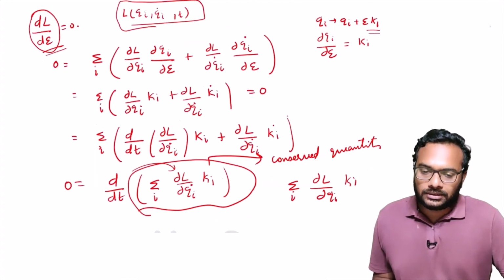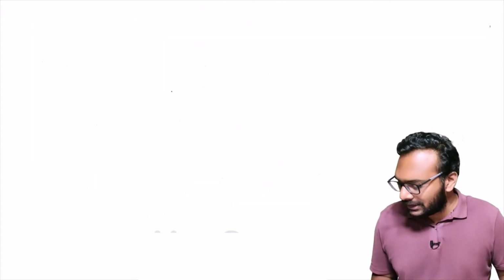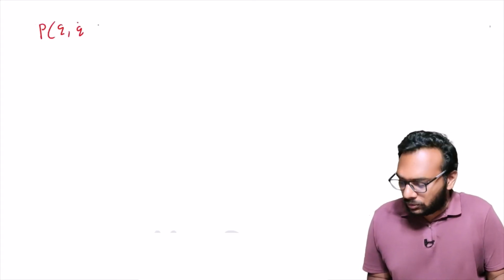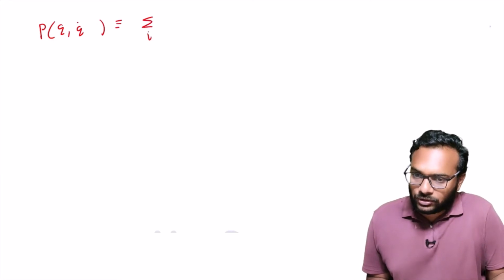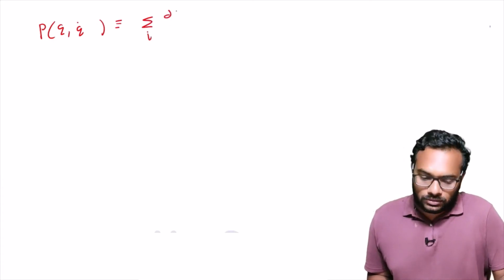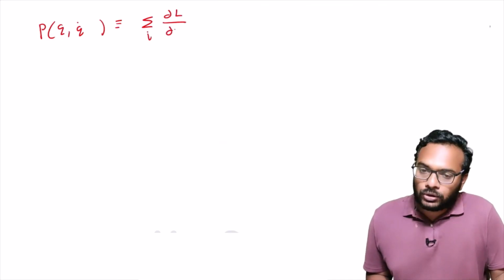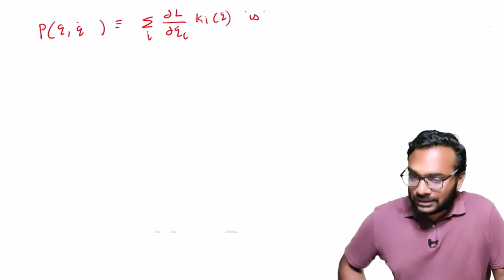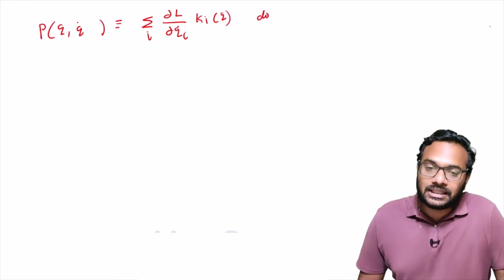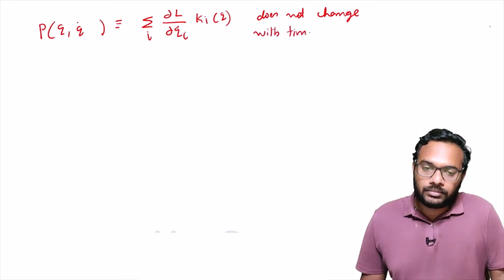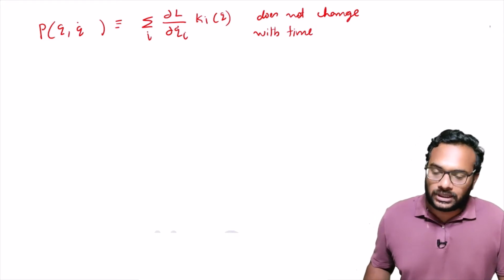All right. So we have done it in two ways, and we have got the result as option A. So we can say that the quantity P of q, q dot, we define it like this: summation over i of dou L by dou qi dot ki of q is a conserved quantity. It does not change with time.